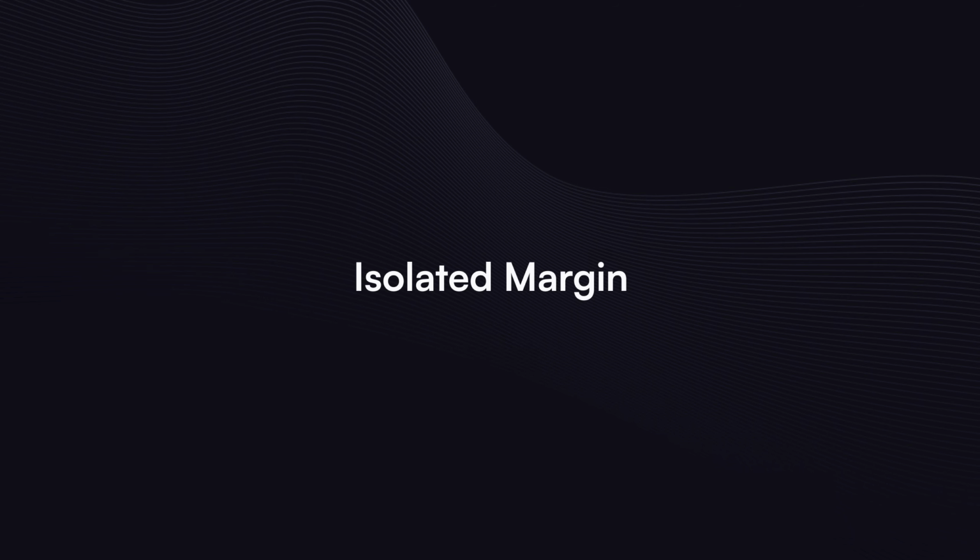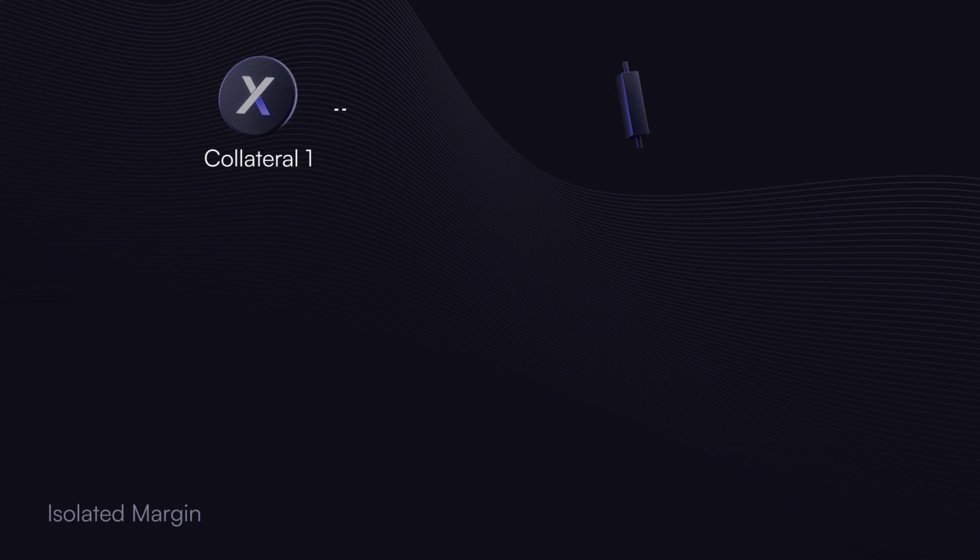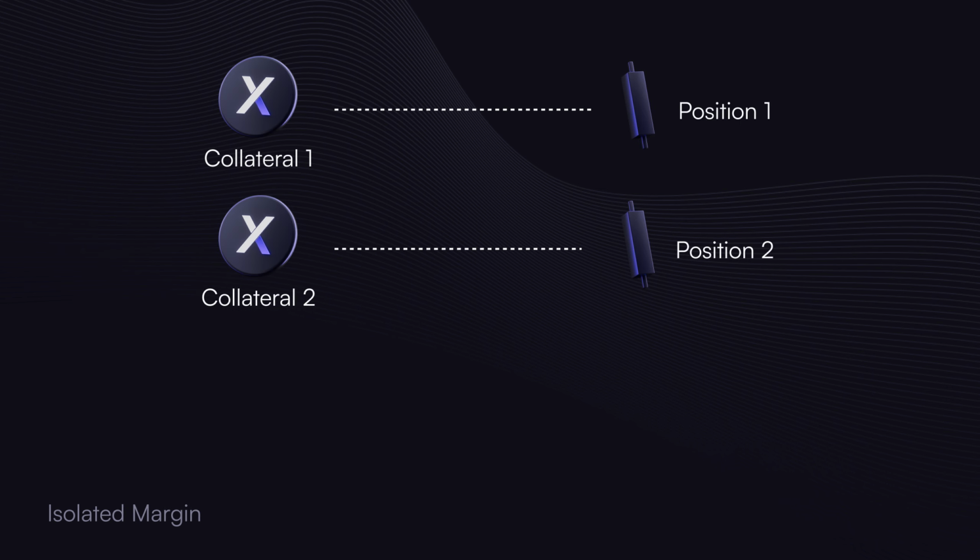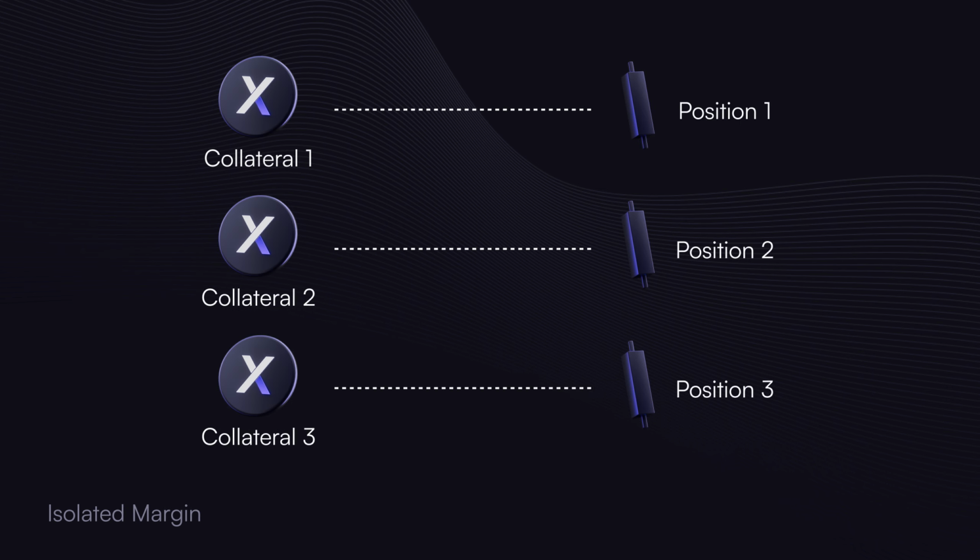For lower frequency traders or traders looking for more control, isolated margin is an interesting alternative, where each position has its own dedicated collateral separate from other positions in your account. With isolated margin, you choose how much collateral you want to allocate to each individual position. This limits the risk of the position to the amount of margin posted, meaning a loss on one position won't impact the rest of your portfolio.